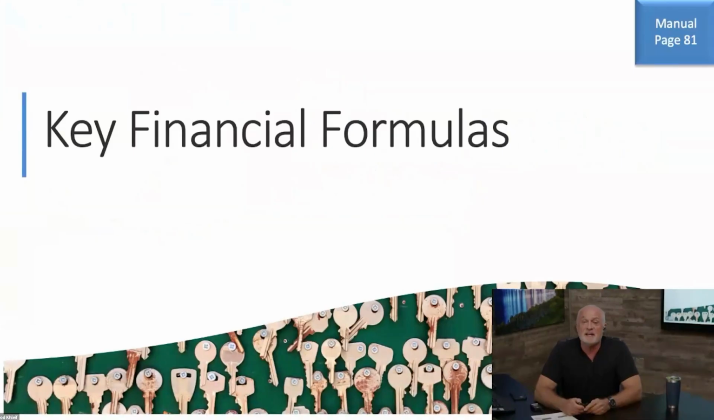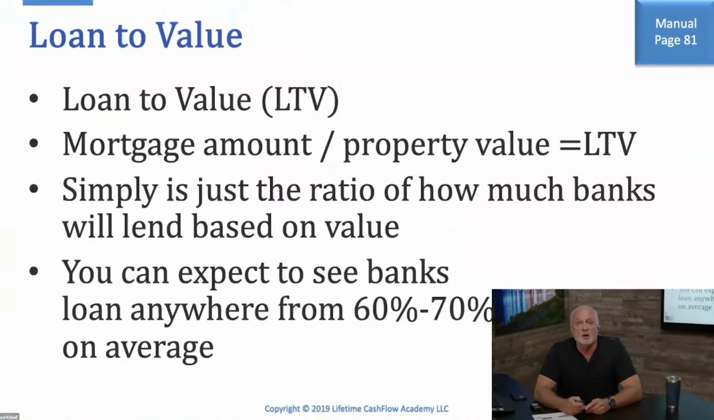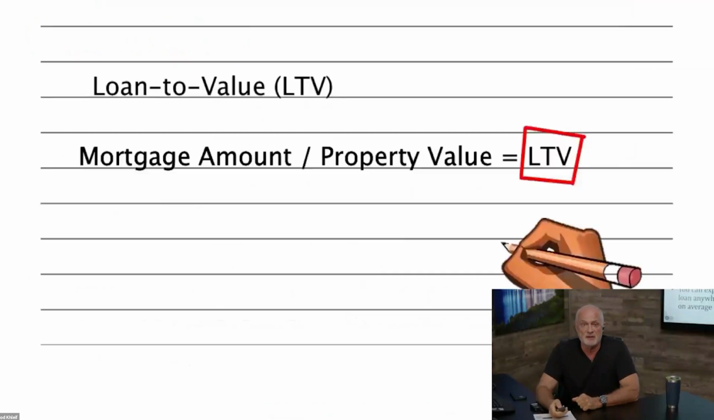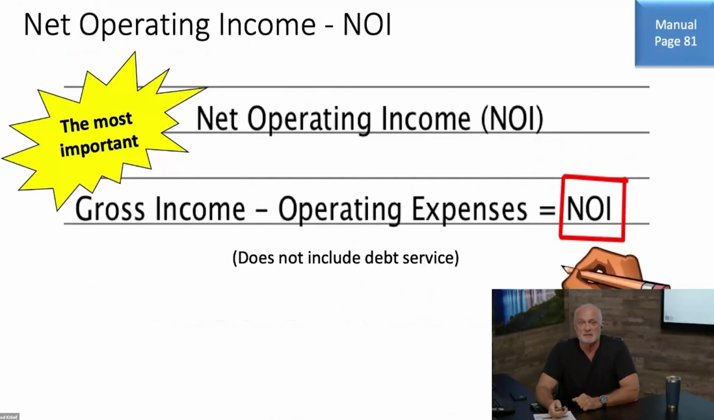Get into key financial formulas. Okay, so loan to value. Obviously loan to value is how much debt you have on a property. If you have a $100,000 property and you owe $60,000, that's 60% loan to value, right? So that's loan to value. All right, I'm not going to belabor that one.